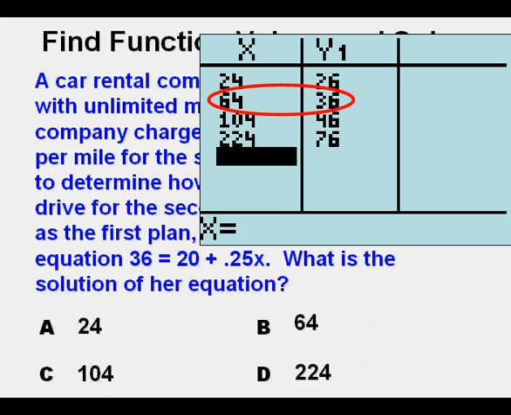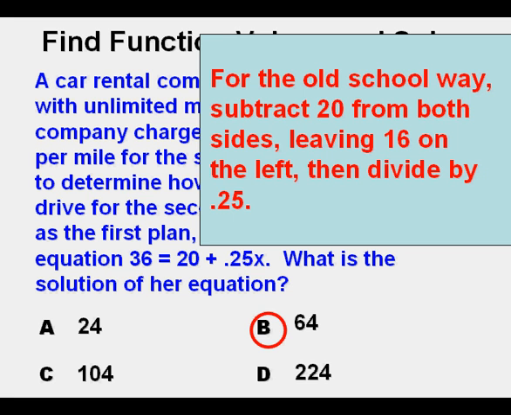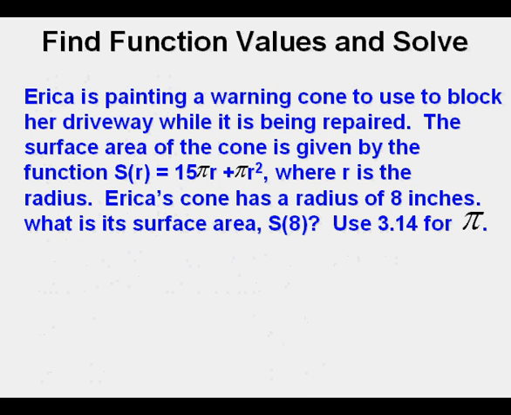Well, it's going to be this one here. So 64 miles is the right answer. That's the solution. So we circle that as B, and we are happy with our right answer. And for the old school way, we just take that equation, subtract 20 from both sides, leaving 16 on the left. Then we divide by 0.25. 16 divided by 0.25 is also 64. So old school way is not too bad doing it either.